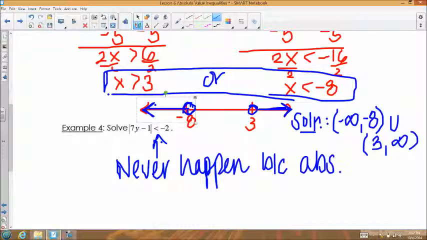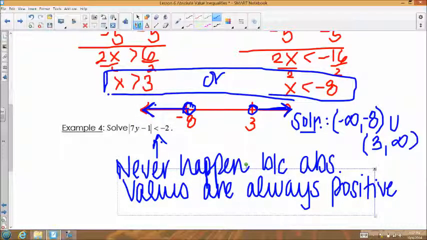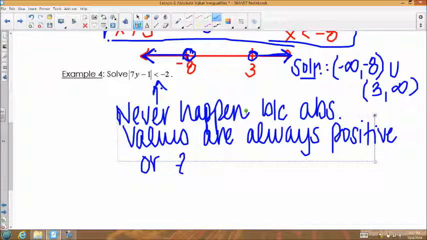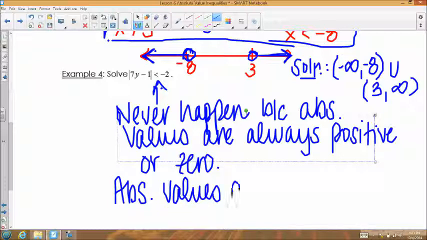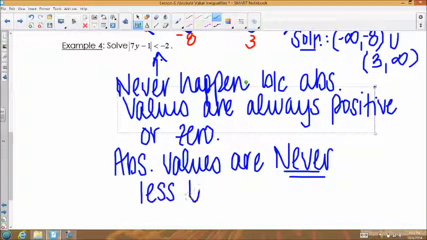So absolute values are always positive or 0. So an absolute value can never be less than 0. Absolute values are never less than 0, which means they could never be a negative number.